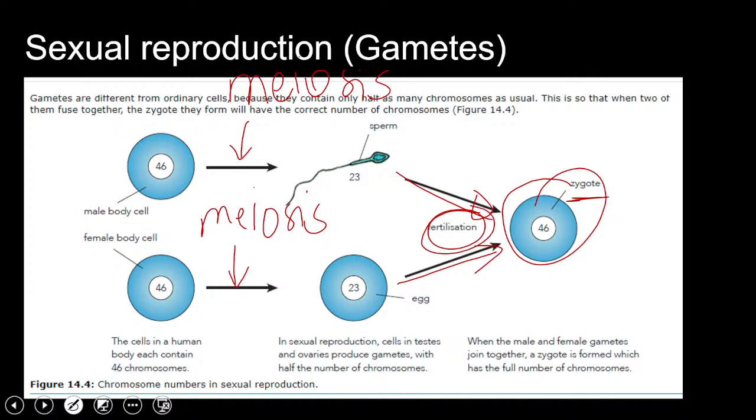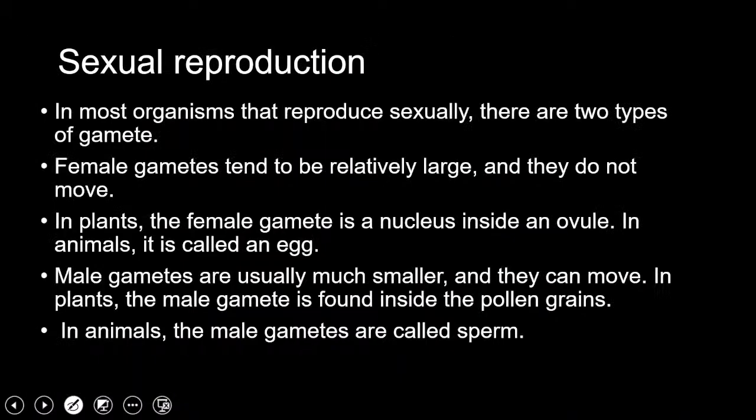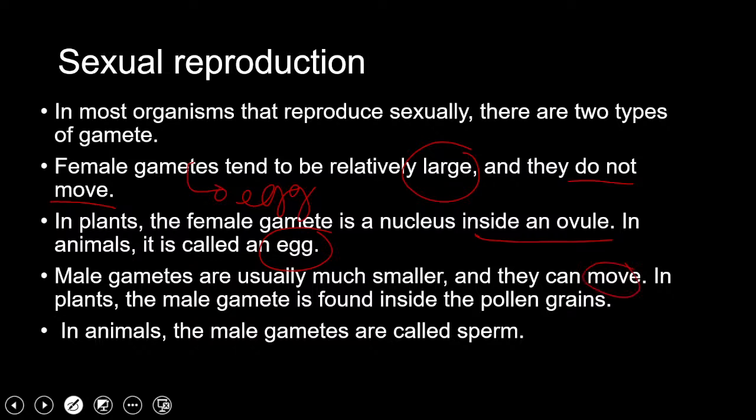Then in sexual reproduction, for most organisms that reproduce sexually, there are two types of gametes, female gametes and male gametes. Female gametes tend to be relatively large and they do not move. So this is the female gamete, basically the egg. In plants, the female gamete is a nucleus inside the ovule. It's called the egg. Male gametes are usually smaller and they can move, so it's usually the male gamete that does the locomotion. In plants, they are called pollen grains, but in humans or animals, they are called sperms.